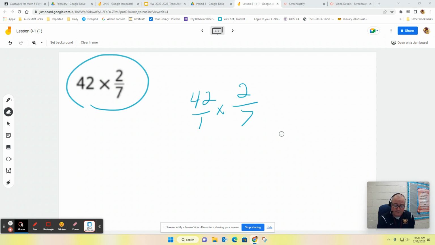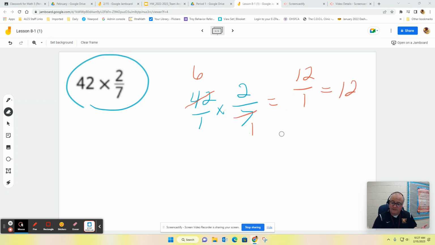So watch what I do. Seven goes into 42 how many times? Well, 7 times 6 is 42. So 7 goes into 42 6 times. And then 7 goes into 7 one time. Now watch what we do. We multiply. What's 6 times 2? That's 12. What's 1 times 1? That's 1. Our answer is 12.